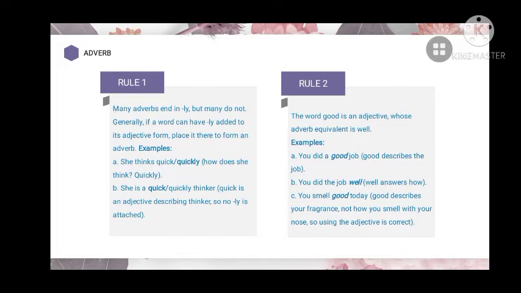Rule 2. The word good is an adjective whose adverb equivalent is well. For example, you did a good job. Good describes the job. You did the job well. Well answers how. You smell good today. Good describes your fragrance, not how you smell with your nose. So using the adjective is correct.